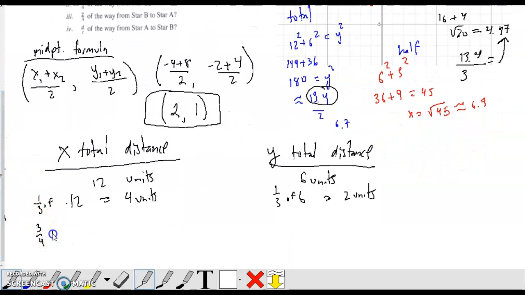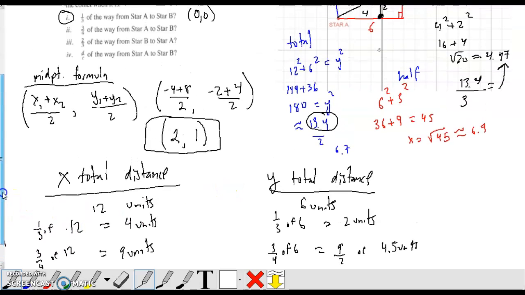So 3/4 of 12. Well, 4 goes into 12 3 times. 3 times 3 is going to be 9 units. And then 3/4 of 6. So this one doesn't go evenly. So 4 goes evenly into 6 just 1 time with a remainder, and so this will be 3 times 3 over 2, so this will be 9 over 2, or we can say 4.5 units. Either one is perfectly fine.